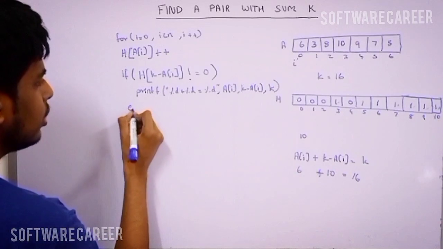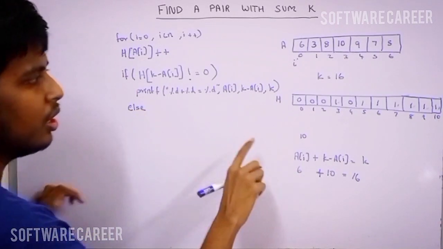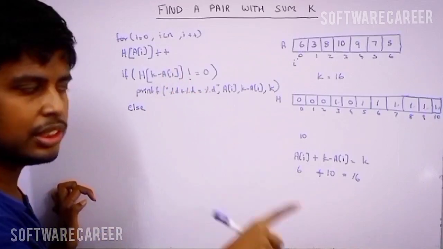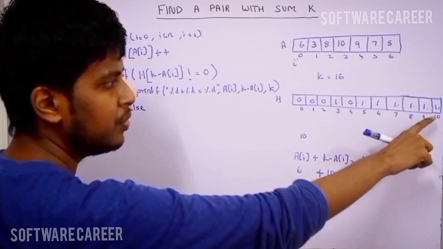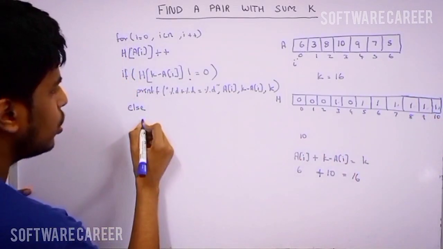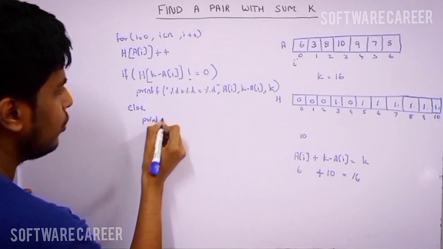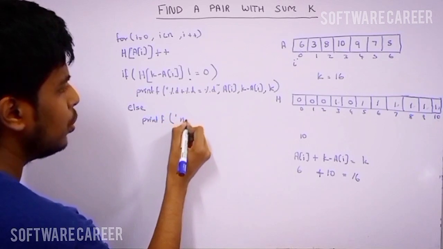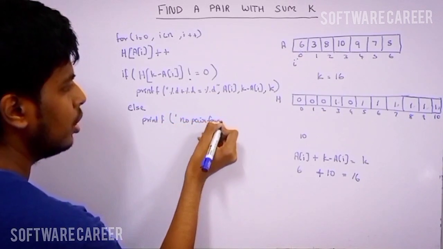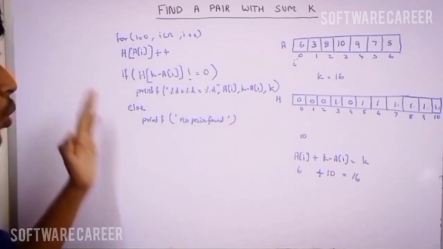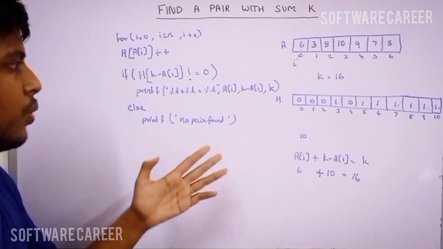Now the else part. If it is 0, if it is empty, meaning at the 10th index, 16 minus 6, 0 is there, then you should write printf no pair found. This is the code, this is how to write it.